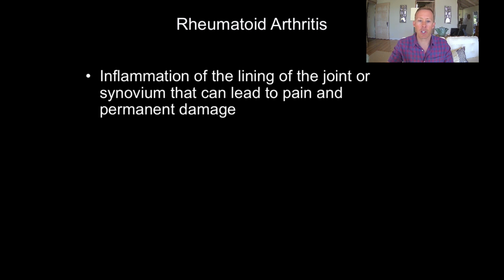Another arthritic condition. This one is inflammation of the lining of the joint, the synovium, and this can lead to permanent damage. This one's different than osteoarthritis. It's more of an autoimmune disorder. People can have it when they're young too. We can see juvenile rheumatoid arthritis.